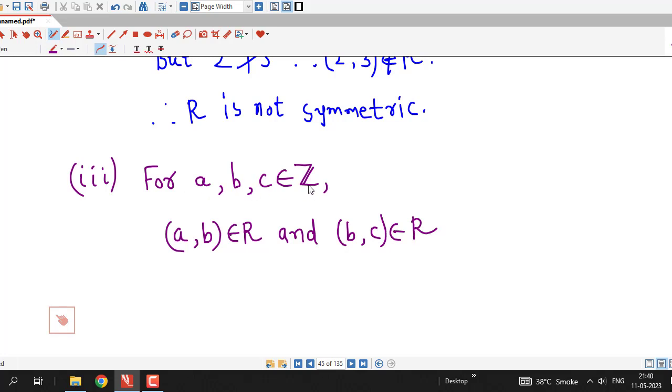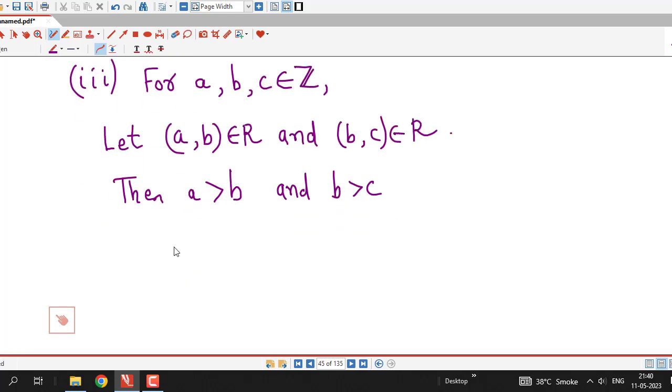Suppose a, b, c belong to Z, and we consider that a is related to b and b is related to c. Then this implies, by the definition of the relation, (a, b) belongs to R if a is greater than b, and (b, c) belongs to R if b is greater than c. And from this we can directly write that a is greater than c, therefore (a, c) belongs to R.